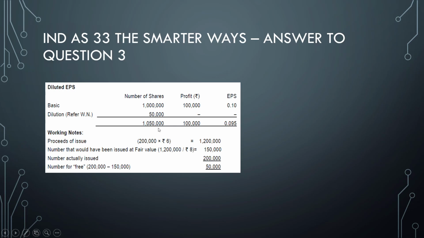So if you apply those 50,000 shares in the diluted EPS workings here, that will give you the total number of shares as 10,50,000. So the profit by total number of shares, that is 1 lakh by 10.5 lakhs, will give you the resultant diluted EPS of 0.095 per share.